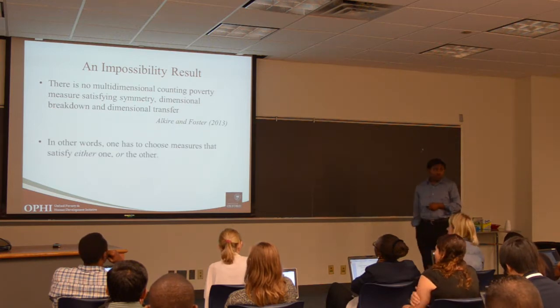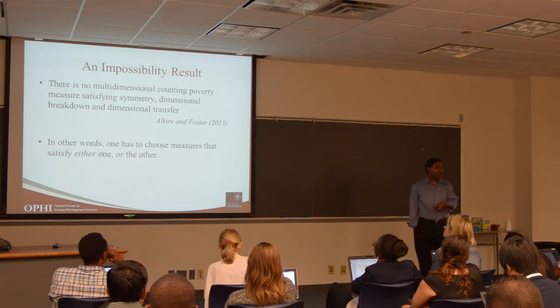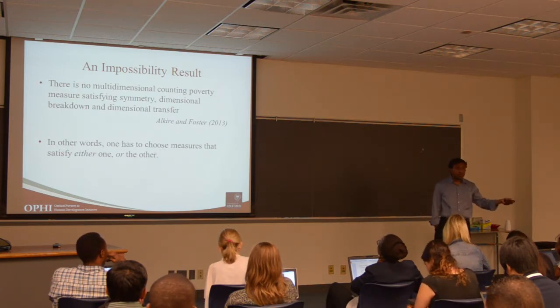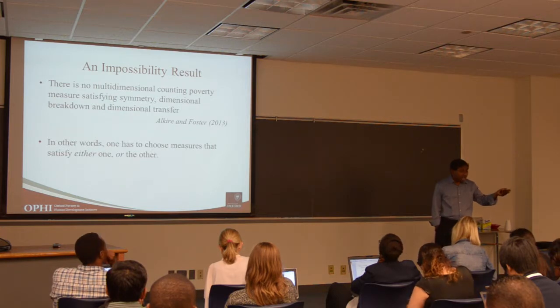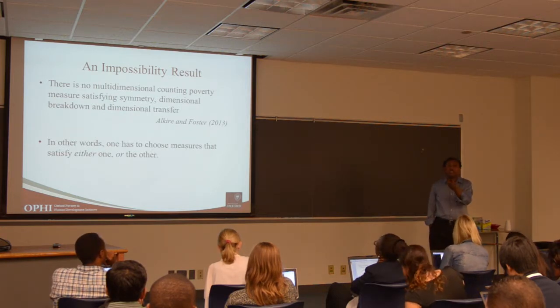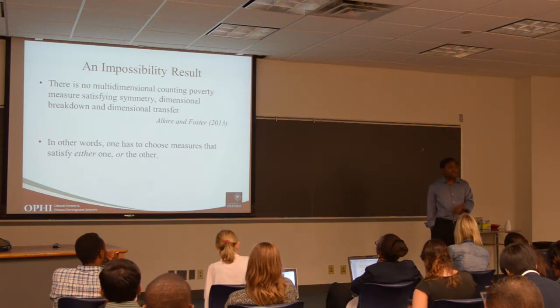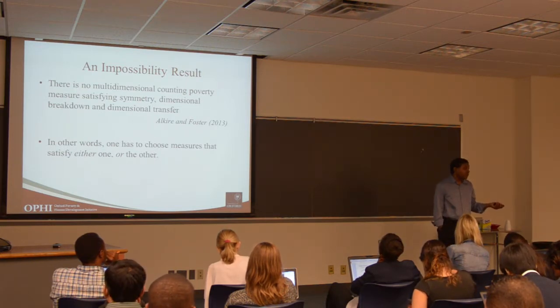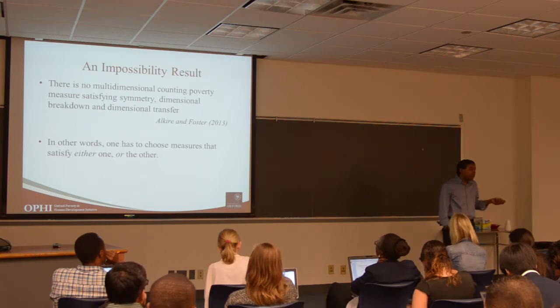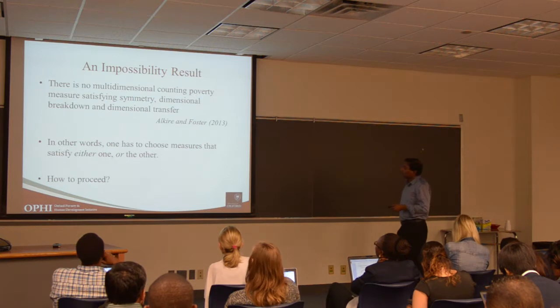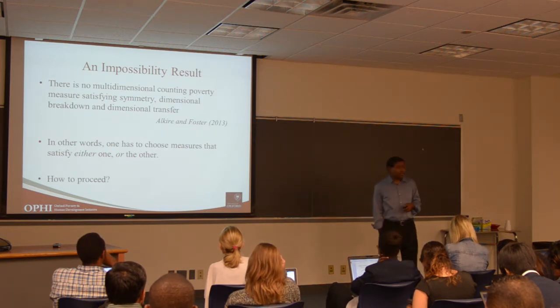So you have to choose one type of measure over the other. Either you choose a measure such as M0, which can have dimensional breakdown but is not sensitive to inequality, or you choose a measure that is sensitive to inequality, or you have to drop the idea of dimensional breakdown. So it's a normative choice. Which one do you think is more important? Question: how to proceed?